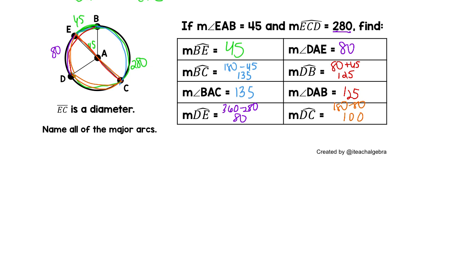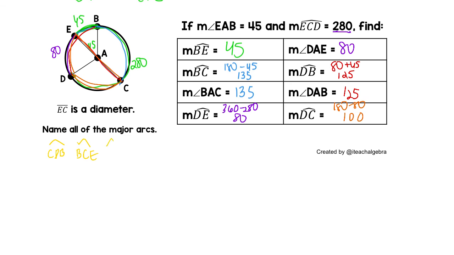So name all of the major arcs. That's anything over 180 degrees. Well, we've got lots on here, it looks like. We've got, let's see, arc CDB. Yep. We've got arc BCE.